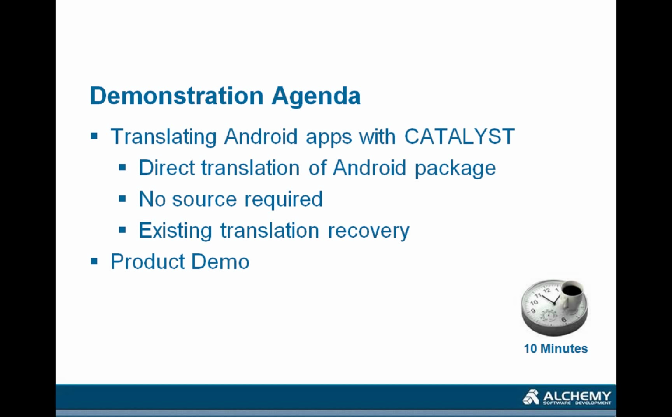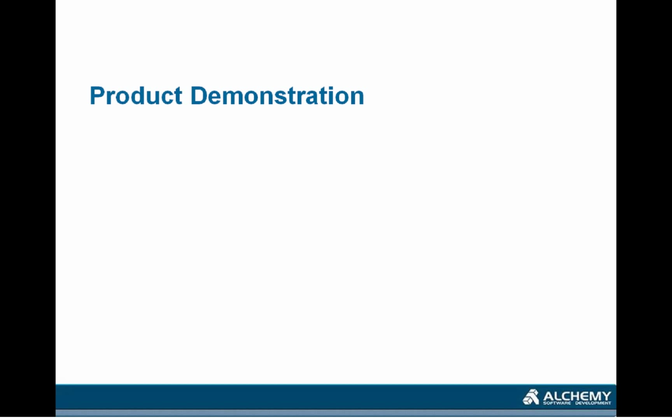This means that you do not need to have the source content. You can simply translate the final binary. Now, obviously, if you do have the source content, we will be able to translate that as well by parsing the different components. Another advantage of going the binary or package way is that we are able to recover any existing translation that is present in your package. Okay, let's move to the demonstration.